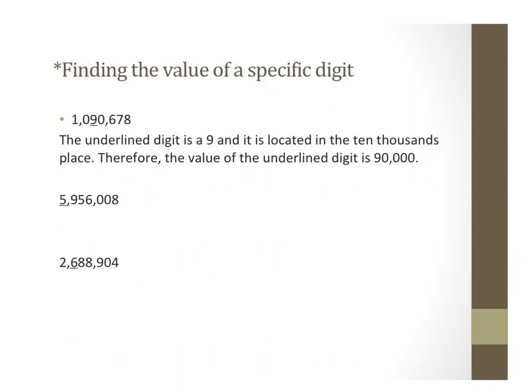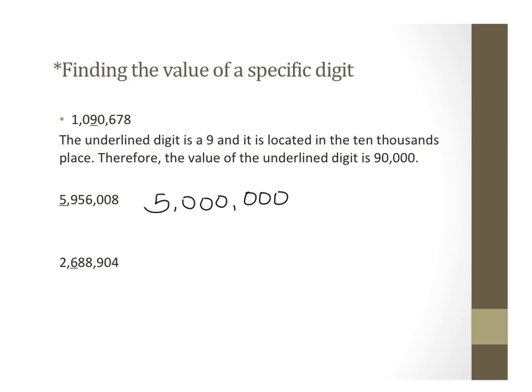You may also be asked to find the value of a specific digit. For example, in the number 1,090,678, the 9 is underlined. It's located in the 10,000s place. Therefore, the value of the digit is 90,000. If you look at the next example, 5,956,008, you can see 5 is our underlined digit. Because the 5 is in the millions place, 5 million is its value. Notice every time I put a comma to separate the 3 digits, that's a new period in my number.